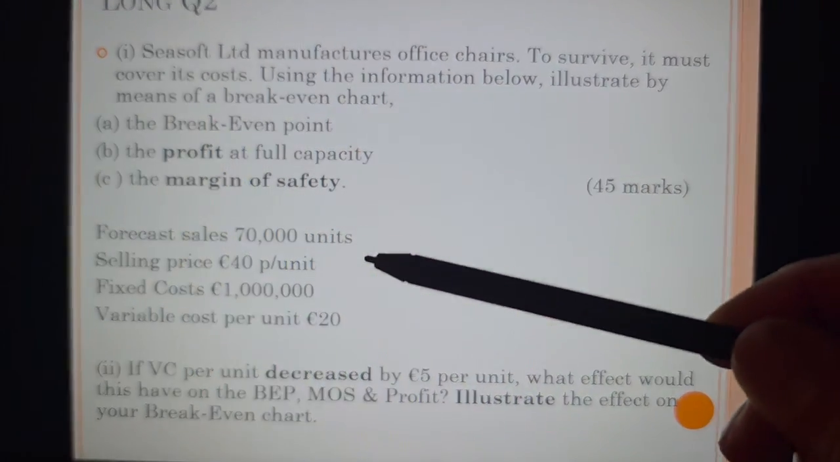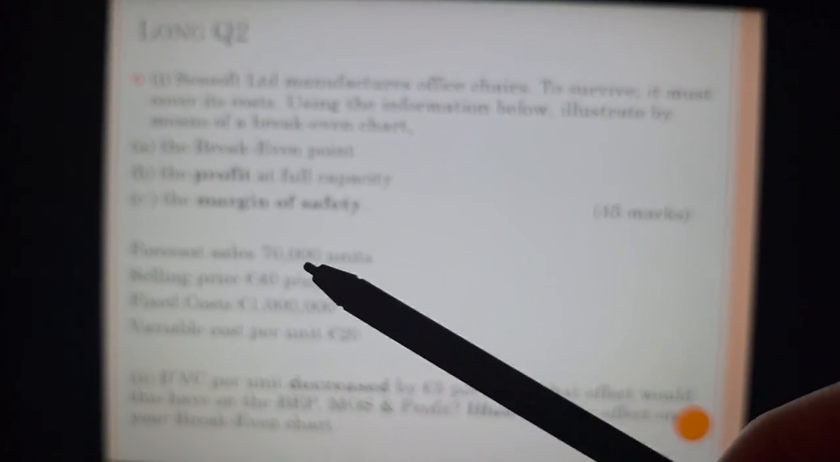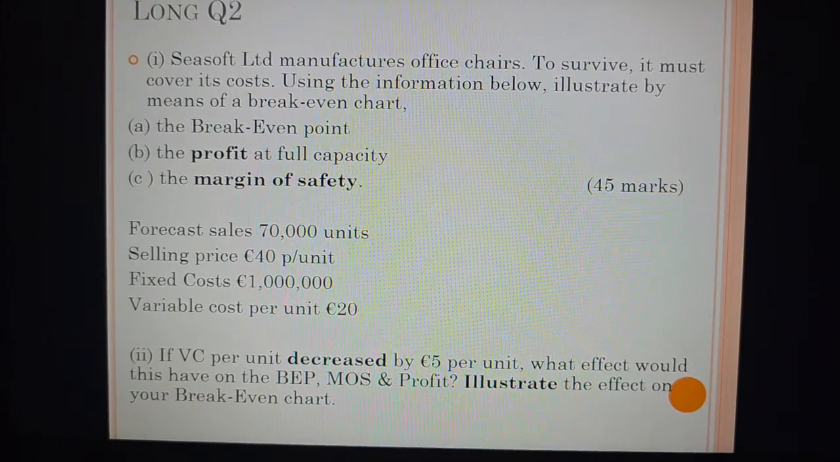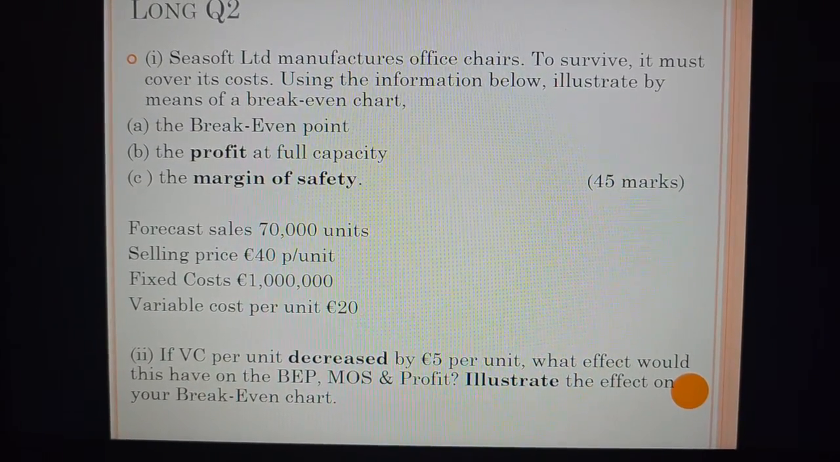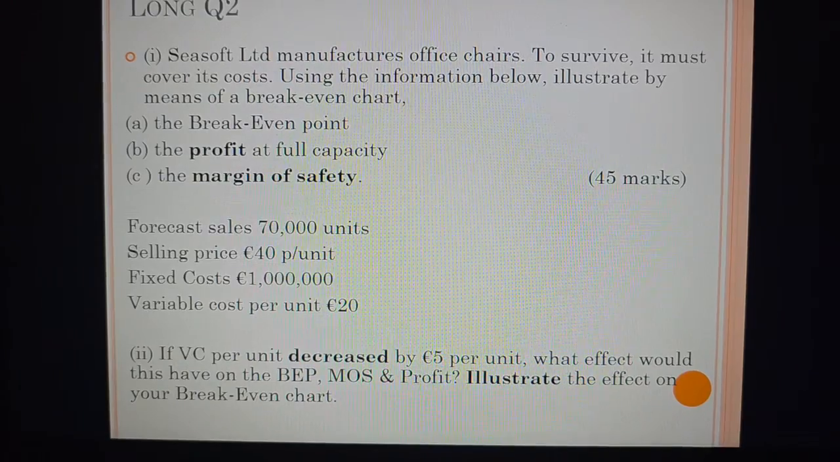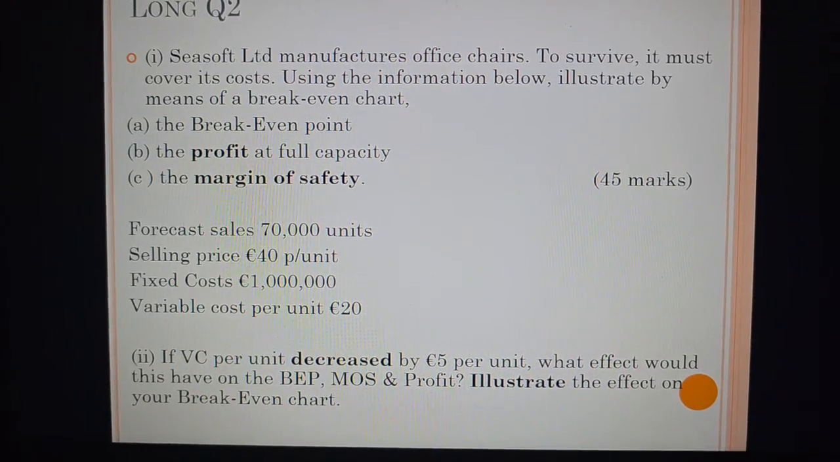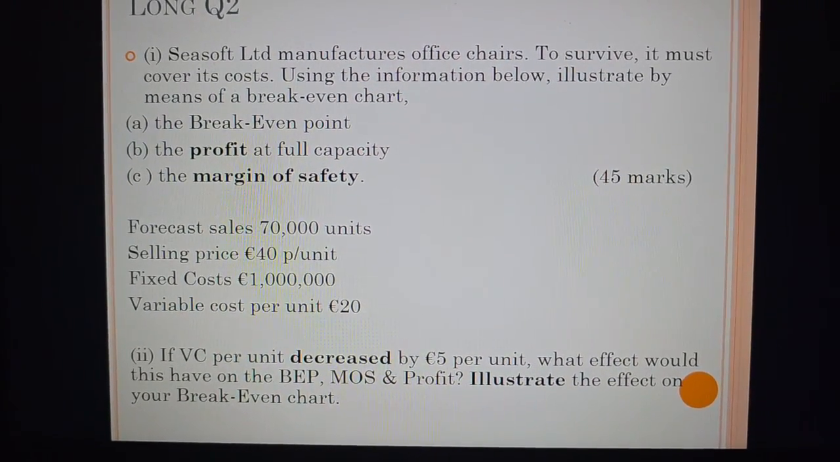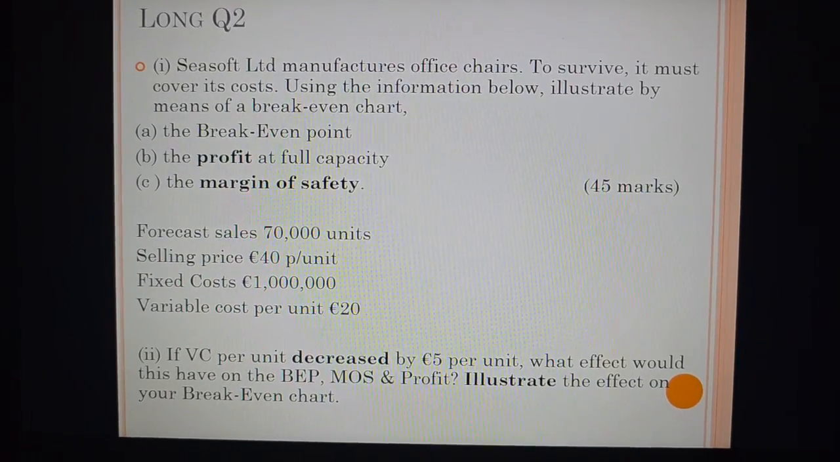And there's the information they've given me. So I plan on producing and selling 70,000 units. The selling price is €40 per unit. Fixed costs are €1 million. Variable costs per unit are €20 a unit. Okay, I'll come back and I'll do part 2 then in a second.